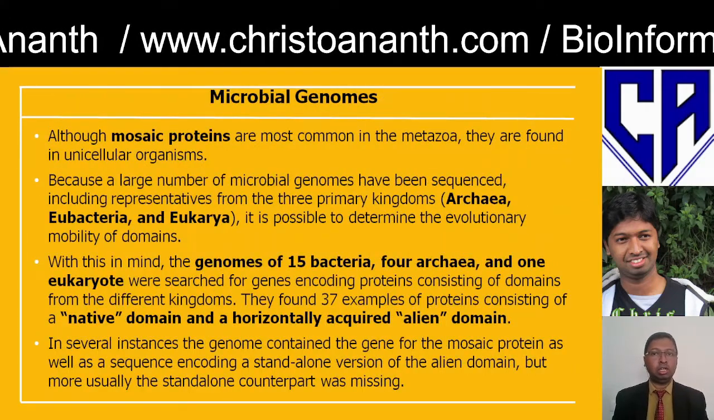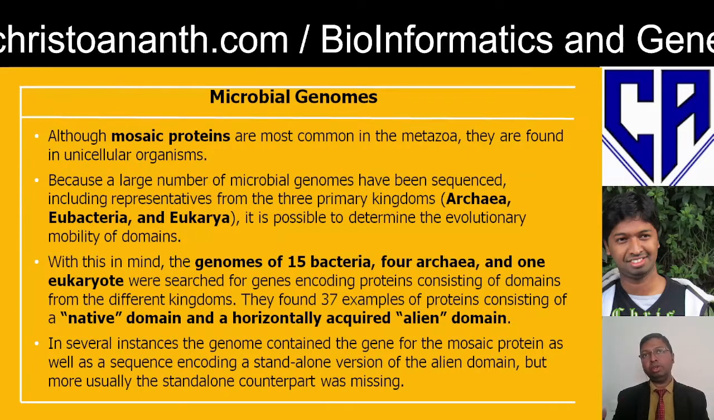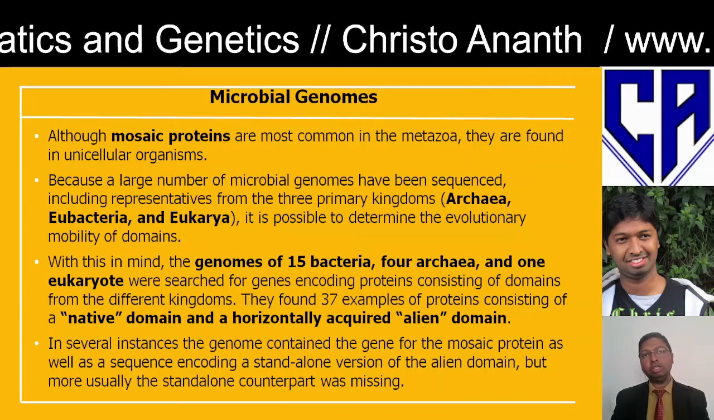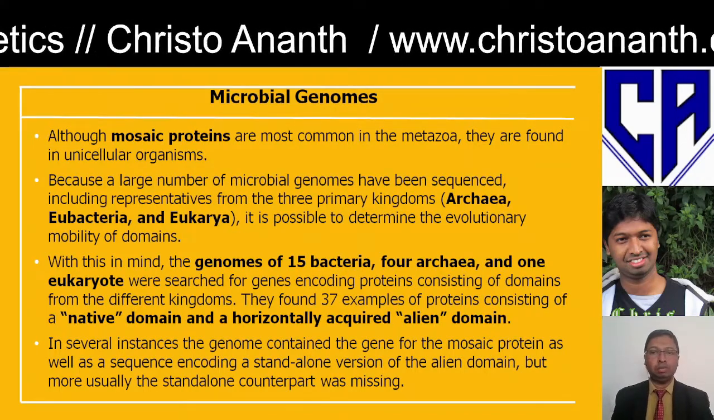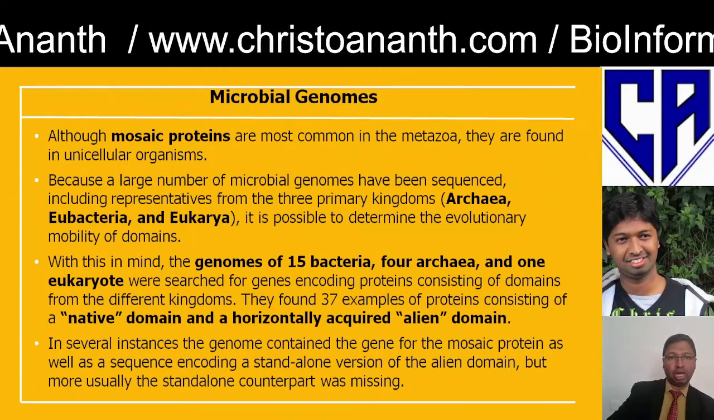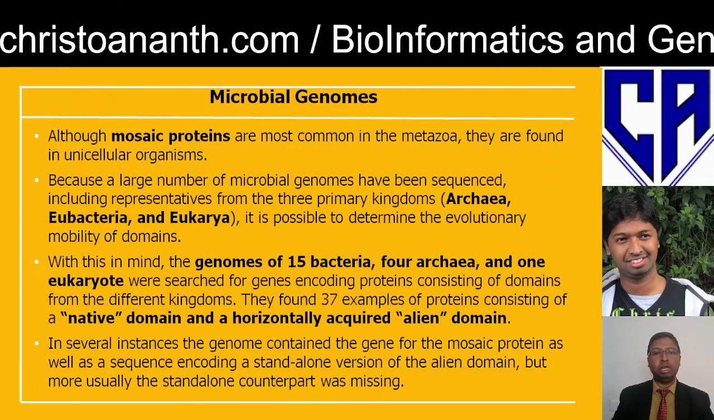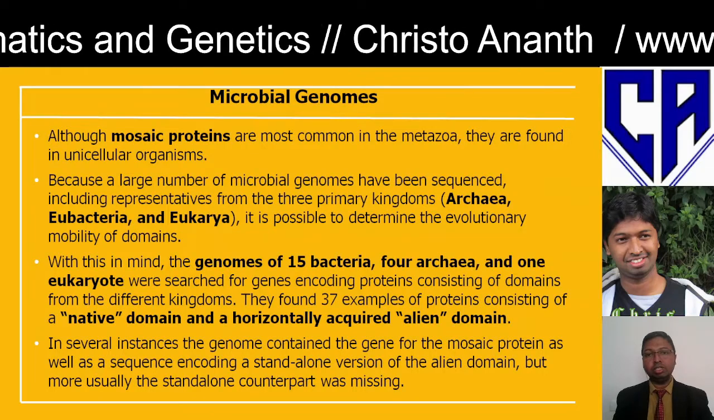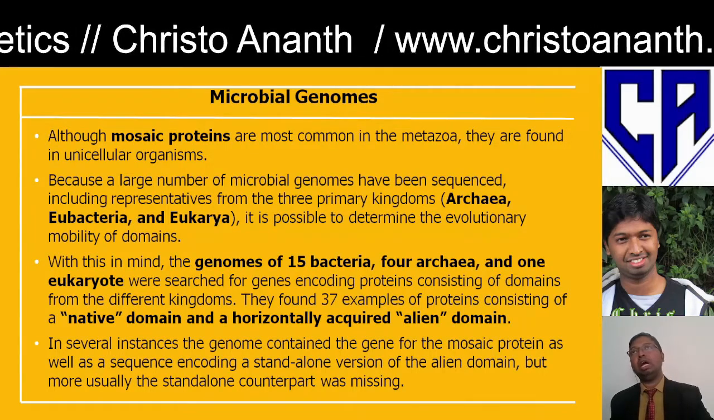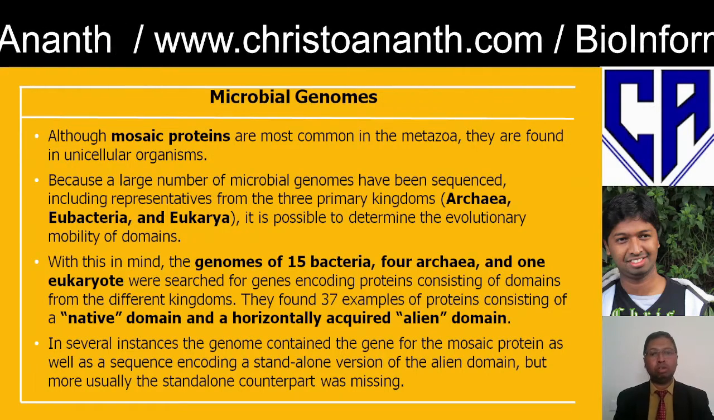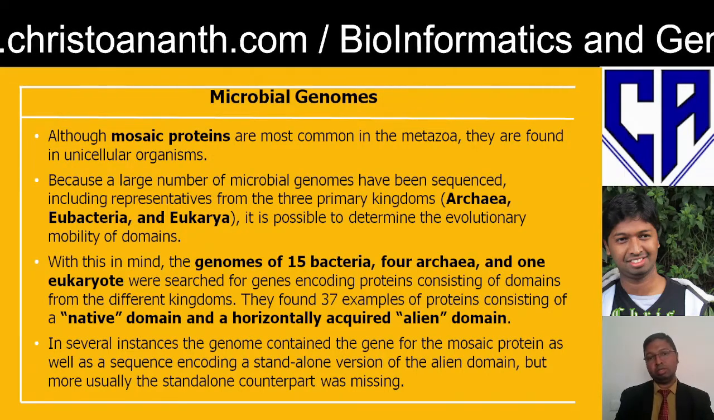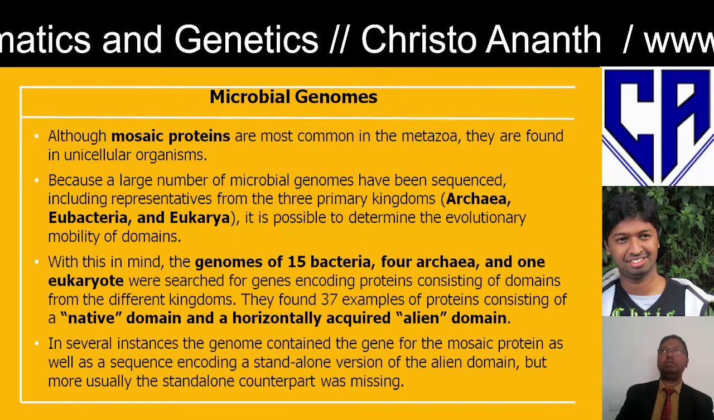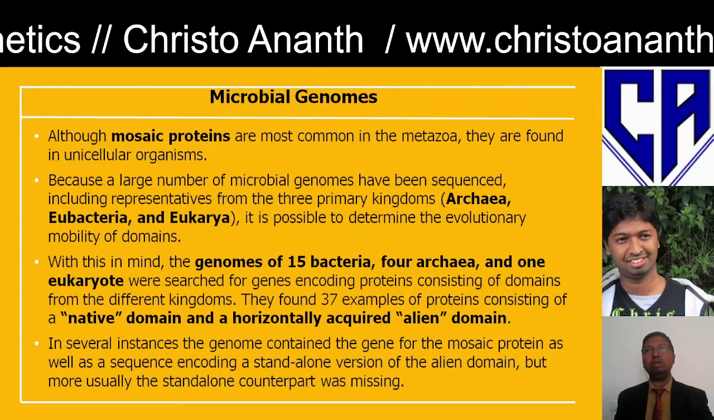And we will look at microbial genomes as well. Even though, as we observed in the previous slides, the mosaic patterns are much more common in the metazoa, we also obtain these mosaic patterns in unicellular organisms. Okay, a large number of microbial genomes have been sequenced, and we have archaea, eubacteria, eukarya, which are considered the universal protein families. So you can determine very easily the evolutionary mobility of the domains. If you observe the genomes of 15 bacteria, 4 archaea, and 1 eukaryote, they consist of domains from different genomes because they are considered universal protein families.